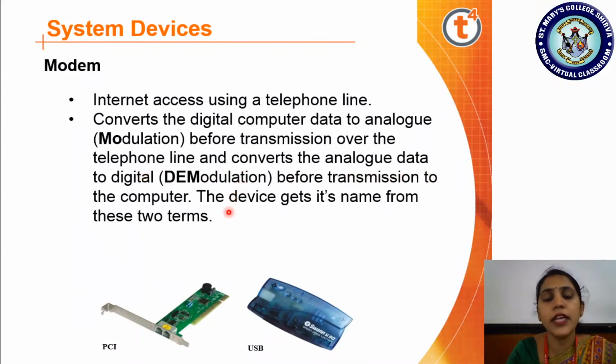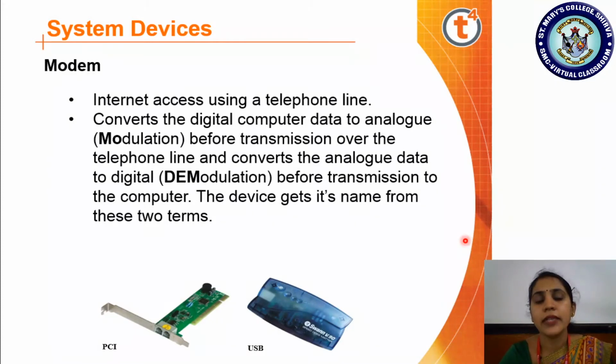Okay, and similarly when I want to send a reply for that email, I'm using my computer, and with the help of a modem, I get connected to the network and send an email. So what happens? My information is stored digitally in my computer, right? So it converts that digital computer data to analog. That is, it is modulating before it is transmitting over the telephone line. Did you all understand? Before it transmits that data on the telephone line, it converts that digital data to analog data.